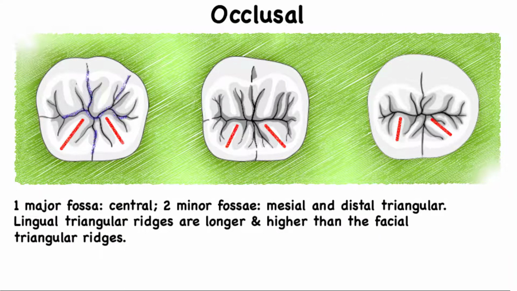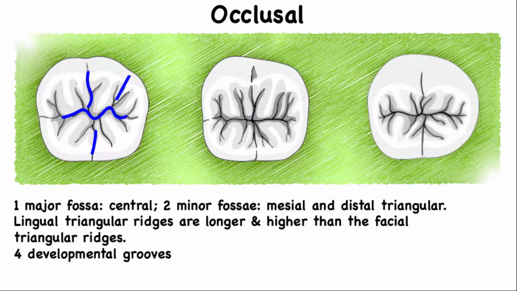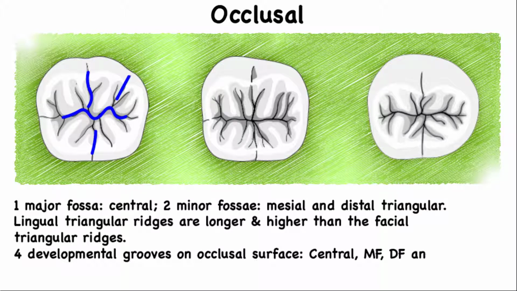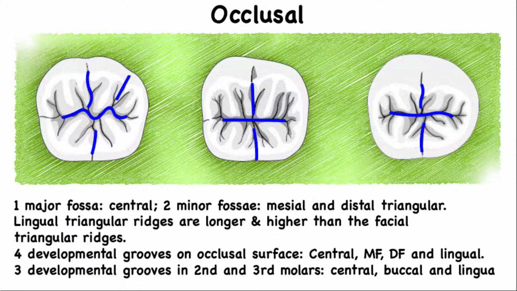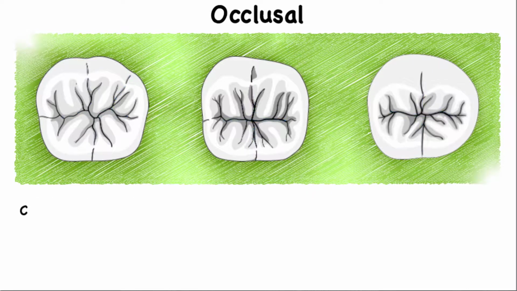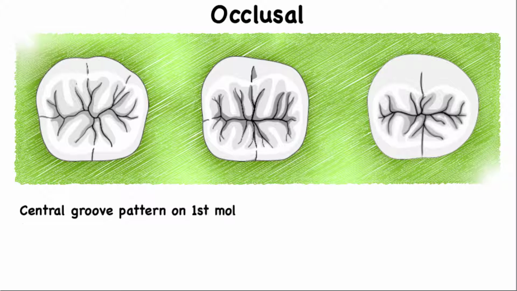In the first molar, there are 4 developmental grooves on the occlusal surface, and these are central groove, mesiofacial groove, distofacial groove, and lingual groove. In the second and third molars, there are only 3 developmental grooves, and they are central, buccal, and lingual grooves. The central groove pattern on the first molar can be described as either zigzag mesiodistally or a W-shaped form.